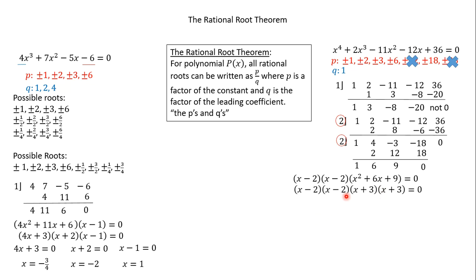And so we have x minus 2 times x minus 2 times x plus 3 times x plus 3 equals 0, which means x minus 2 could equal 0, or x plus 3 could equal 0. If x minus 2 equals 0, that means x equals 2. If x plus 3 equals 0, that means that x equals negative 3. And both of these have a multiplicity of 2. So that is another example of the rational root theorem. Again, it just gives us the roots, allowing us to guess and check and find our possible roots.